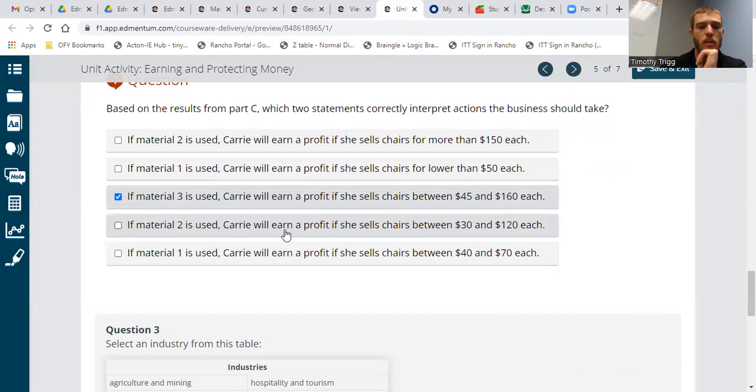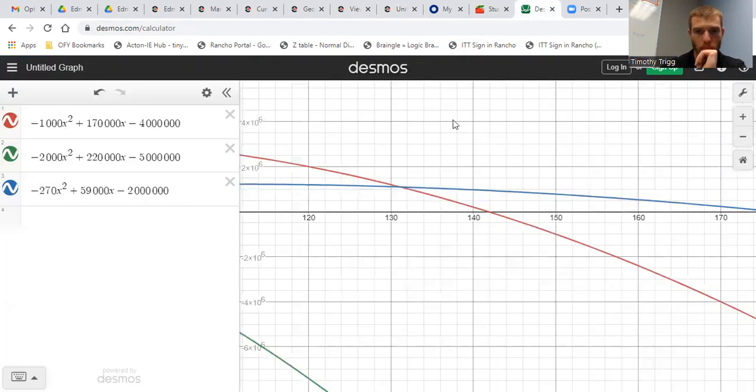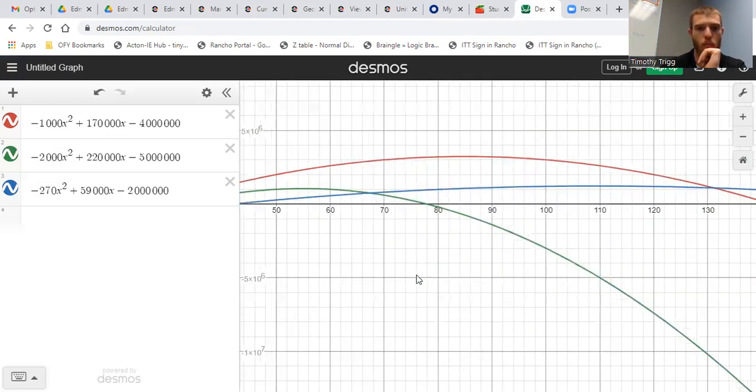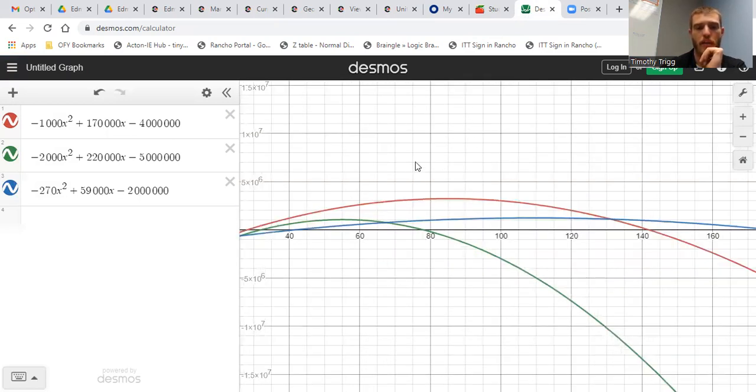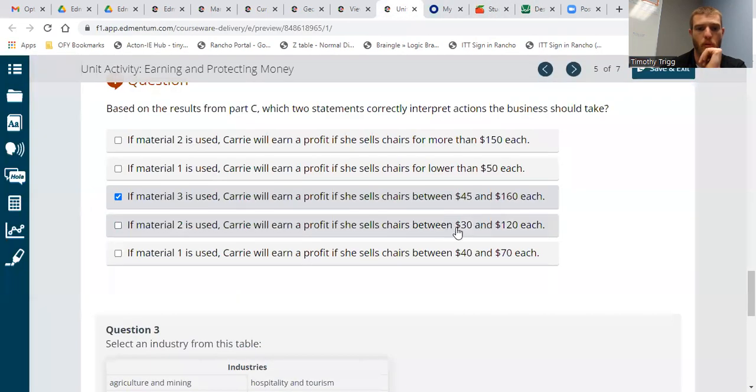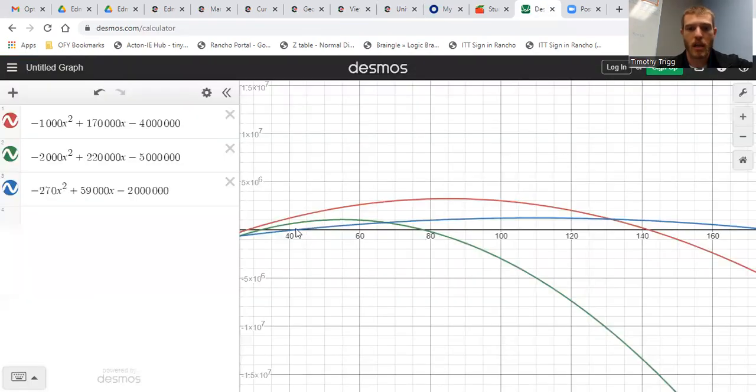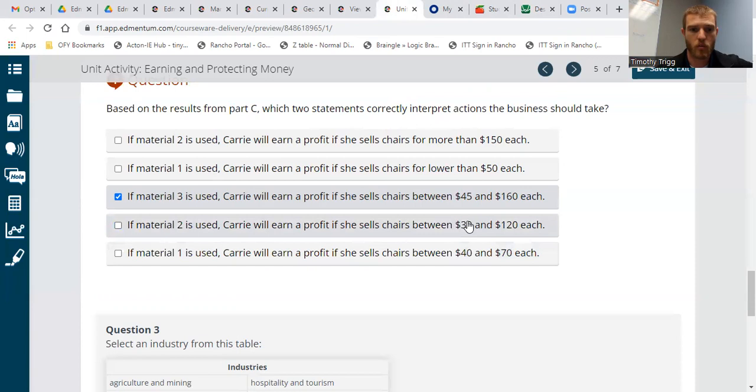If material 2 is used, Carrie will earn a profit if she sells between 130 and 120. So material 2, again, that's the red graph. Will she earn a profit? Will she earn a profit between 30 and 120? So one of these 2 last answers is correct. You need to figure out which one. Okay, so I'll leave that up to you. Again, look at the graphs and see which ones are still in the profit, meaning above the x-axis in that range. So material 2 or material 1.